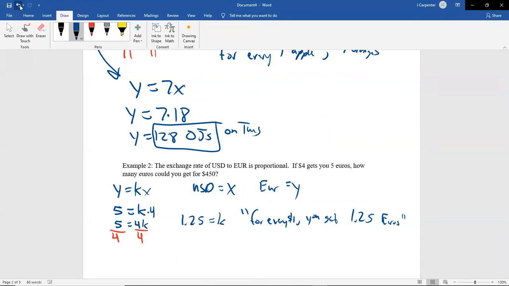So if you turned in $2, you'd get 2.50 in euros. If you turned in $10, you'd get 12.50 in euros. But we didn't ask any of those. We want to know, what do we get for $450? It sounds like we're going on a vacation and 450 is our fun money.